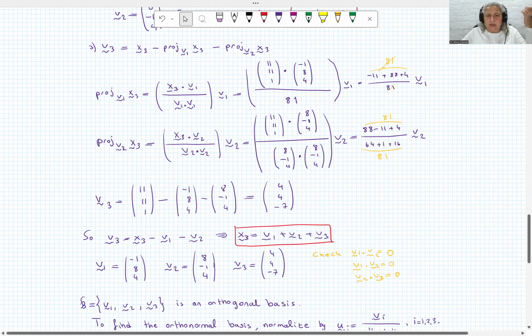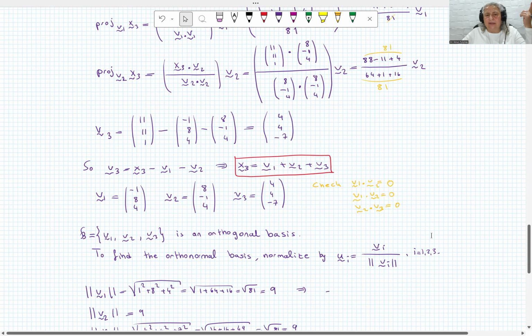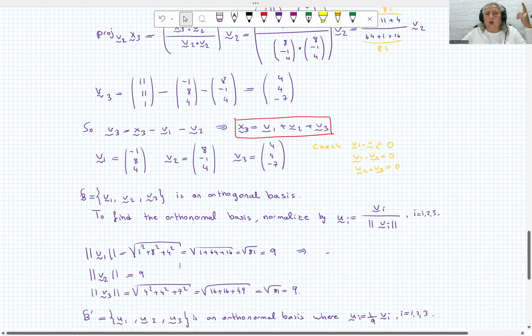So this times this is really 0. This dot product with this is 0. This dot product with this is really 0. We know that the lengths are not 1, because it's orthogonal. We need to check that now. Now we need to find out orthonormal.